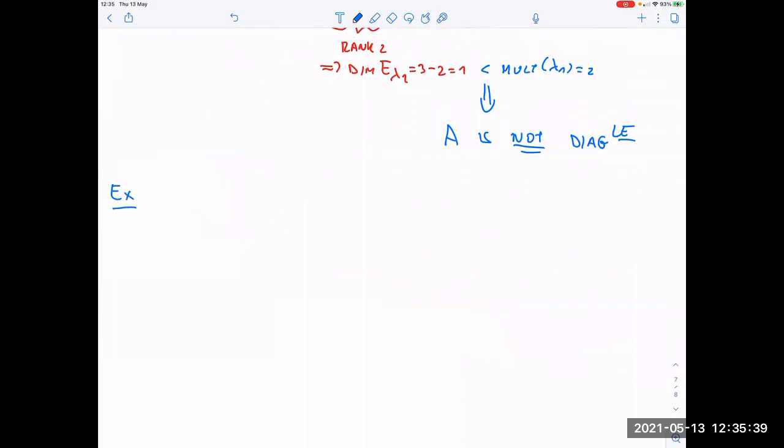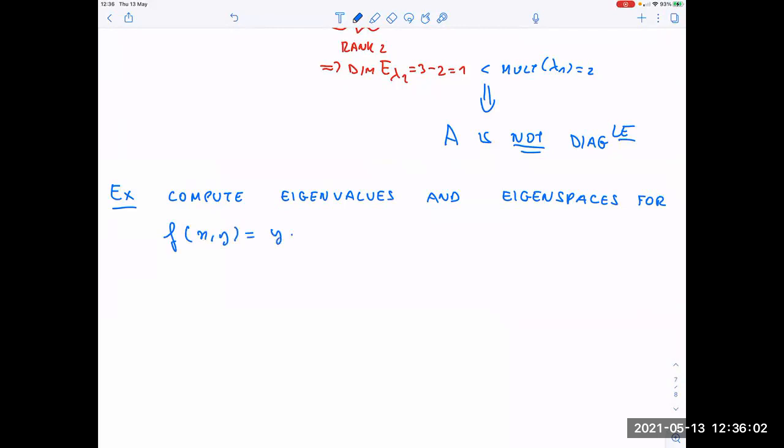So we want to compute eigenvalues and eigenspaces for the linear map f(x, y) = (y, x). So let's see what you do about this. Let me know when you have the eigenvalues so we can keep going on together.